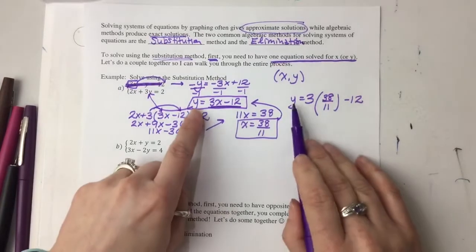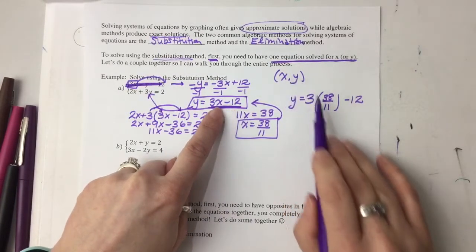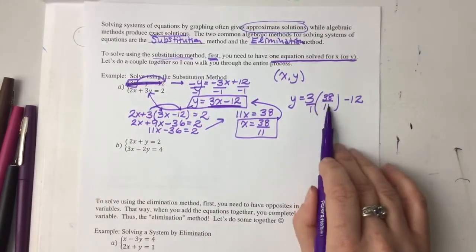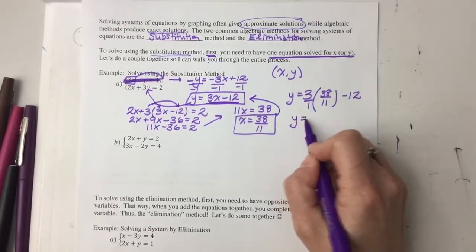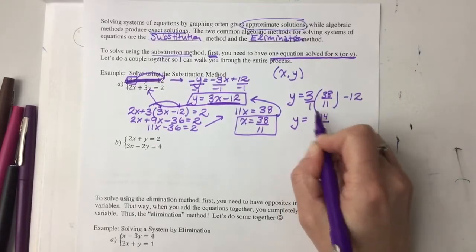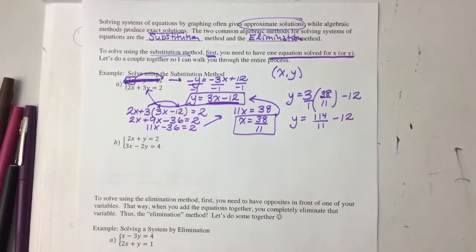So again, I kept the y the same, the equals, the 3, the minus 12. X became 38 over 11. Here we're multiplying fractions. When you multiply fractions, it's top times top, bottom times bottom. So y is 3 times 38 is 114 over 1 times 11 is 11 minus 12.